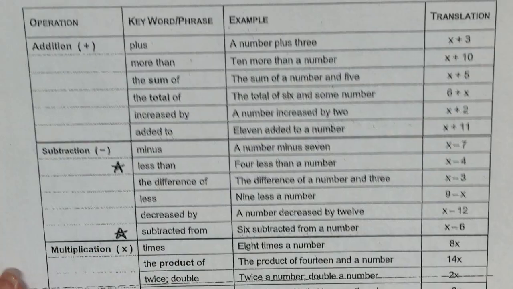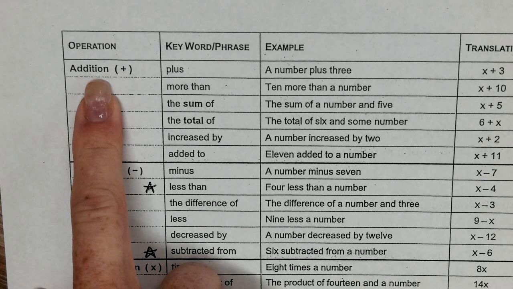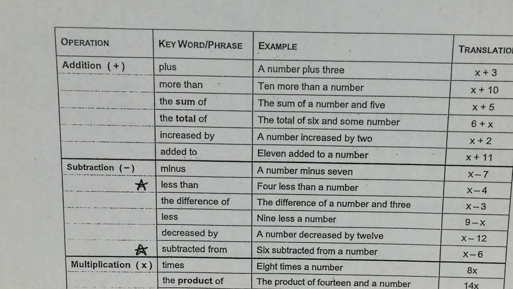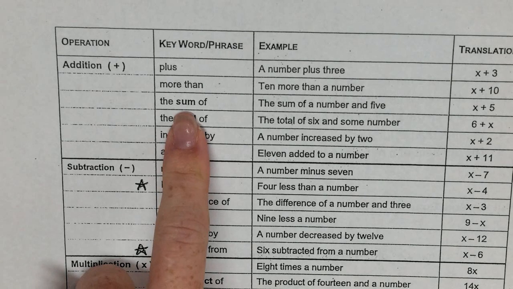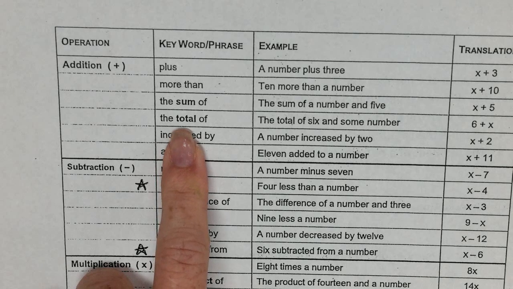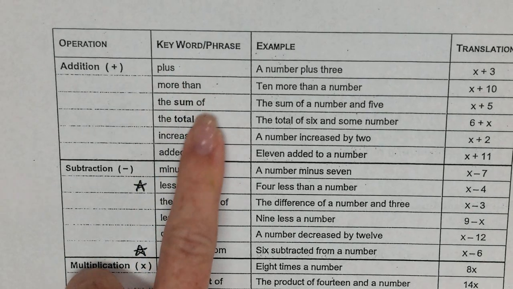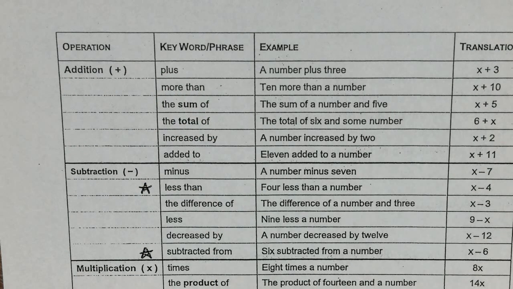So the words right here, everybody look. This is addition, add, yes? The words for addition: plus, y'all know that one. More than. So if I say 5 more than 3, that's 5 plus 3. Are we okay? The sum. Sum means add. Total. Increased by and added to. These all mean to add. Everybody got those words? And if you don't, they're right here on your paper.